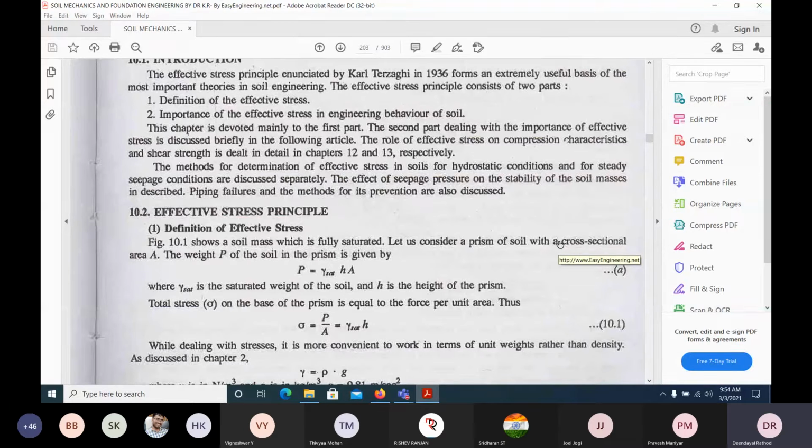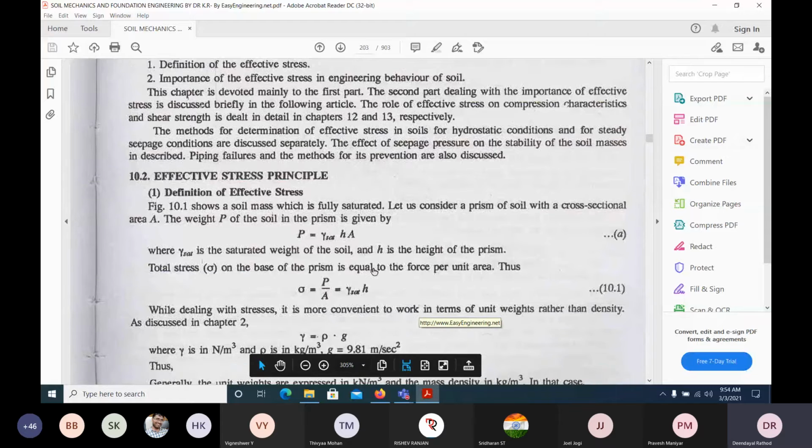Now, if I want to find the total stress on the base of the prism, suppose I am keeping my hand there, total stress, how can we find out? Take this A here. Whatever P is the weight we are talking about, right? It will give the stress per unit area. So P by A can be written as gamma into H.